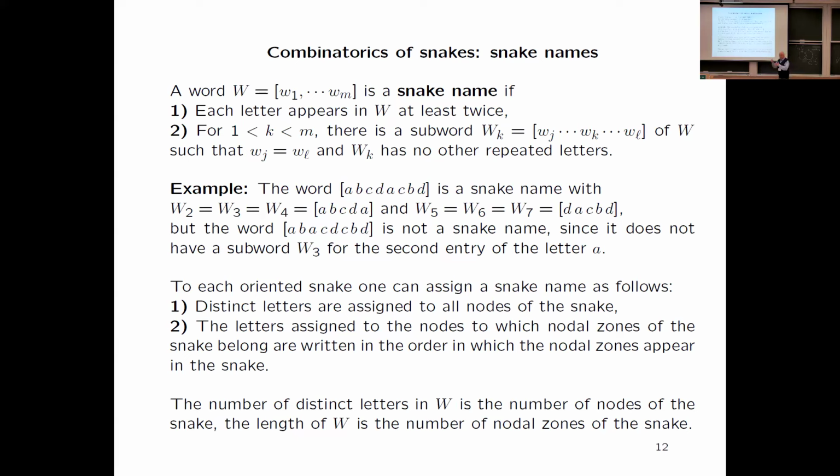So there is some combinatorial condition that gives you a set of words, and in fact, to each snake, we assume the snake to be oriented, so you know where its head and its tail are. You can assign this word naturally, and the other way around, given a word, there is a snake with this word. The number of distinct letters is the number of nodes in the snake, and the length is the total number of nodal zones.